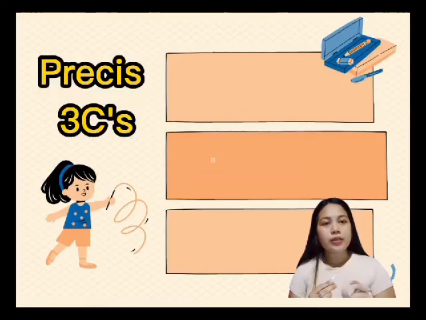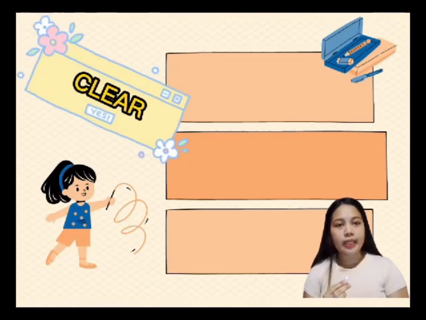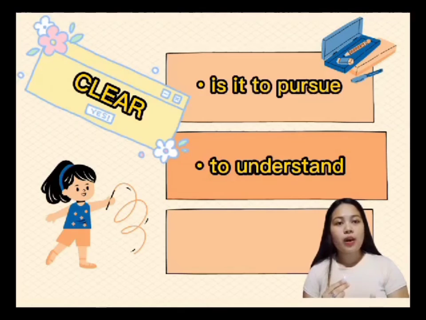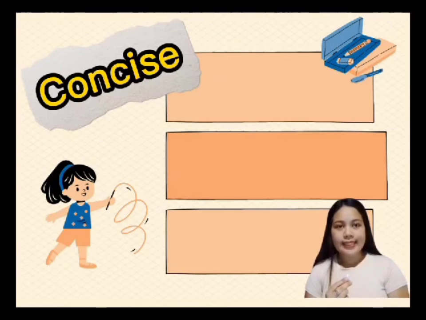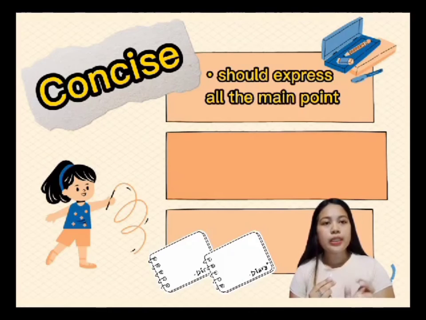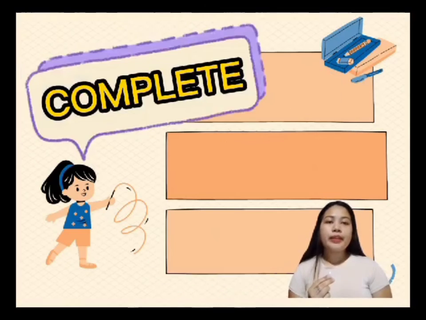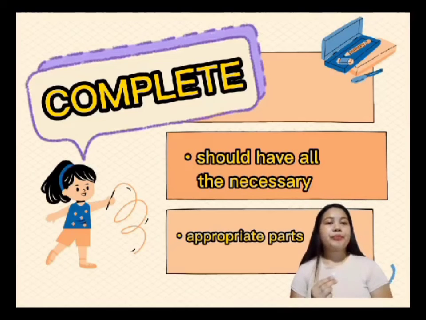All precis should have three C's in it. Number one, it should be clear, meaning it is easy to understand and interpret. Number two, it should be concise, meaning it should express all the main points in as few words as possible. And number three, it should be complete, meaning it should have all the necessary or appropriate parts.